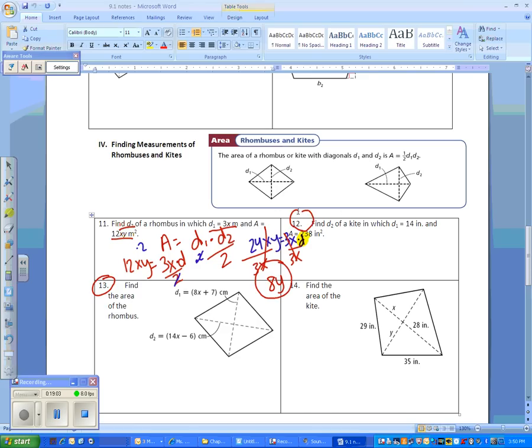12, same setup. So I want you to go ahead and see if you can do 12 on your own. I will talk about how to do 13 in class. 14, we do not have the tools to do that yet, but we will learn it in 2012.